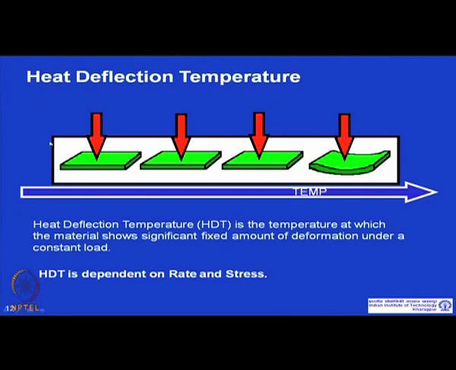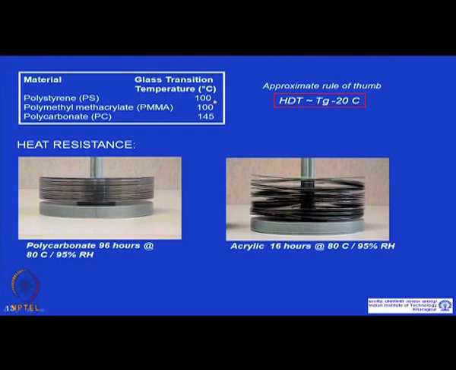Now, why is it important? Let me give you an example. These are all amorphous materials: polystyrene, polymethyl methacrylate and BPA polycarbonate, and the approximate Tgs are listed here, 100, 145. So, looking at this, if you make some specimen or some product out of the material, these materials will survive till around 100 degree centigrade, but that conclusion will be erroneous.